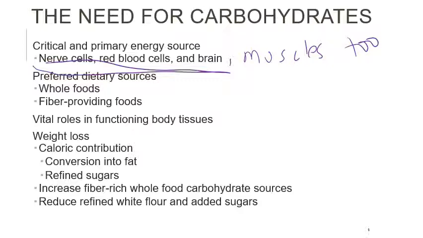Refined sugars, there's a difference between refined sugars. Refined sugars are like white sugar, candy, soda. When you want to lose weight, you want to increase fiber-rich whole food carbohydrate sources like whole wheat. Oatmeal is really great. I don't know if Fiber One cereal is still around. It used to be a very fibrous kind of cereal. And there's also whole wheat pasta, brown rice.